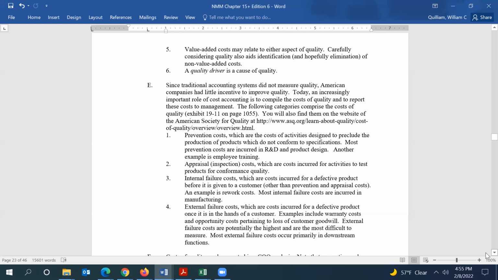If we design the product better, and R&D and product design is sturdier, it is less subject to wear and tear, less subject to breaking down, whatever it may be. These are all examples of prevention activities.